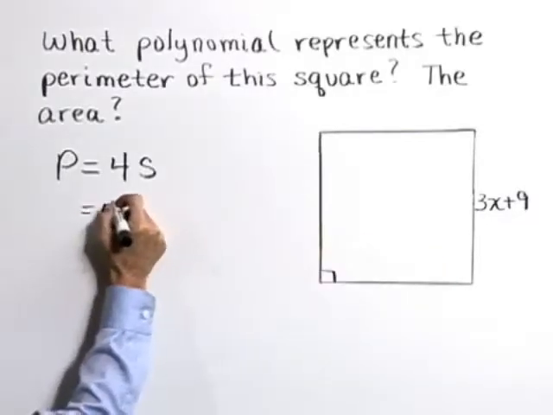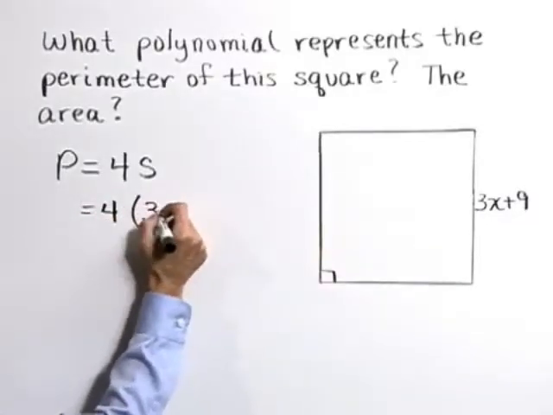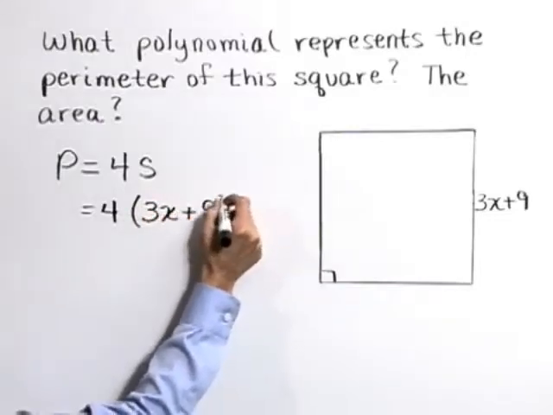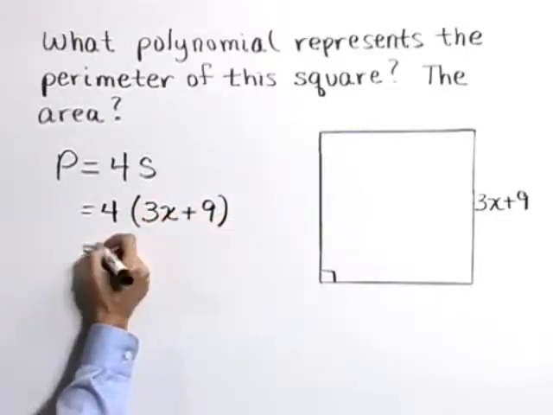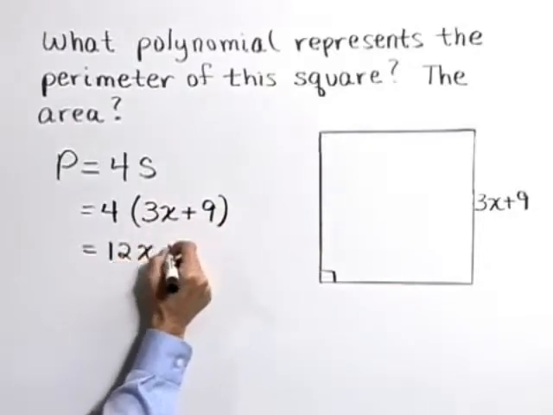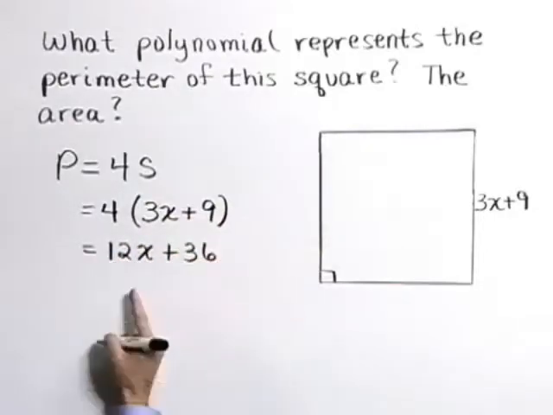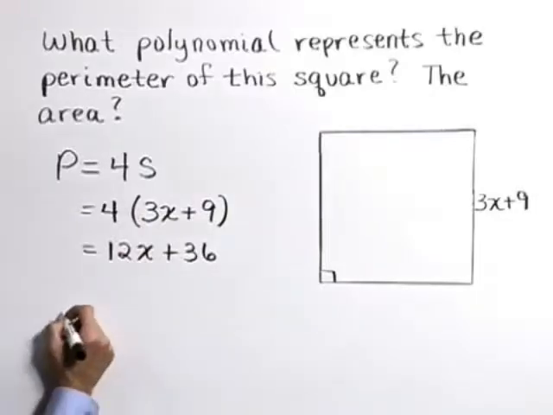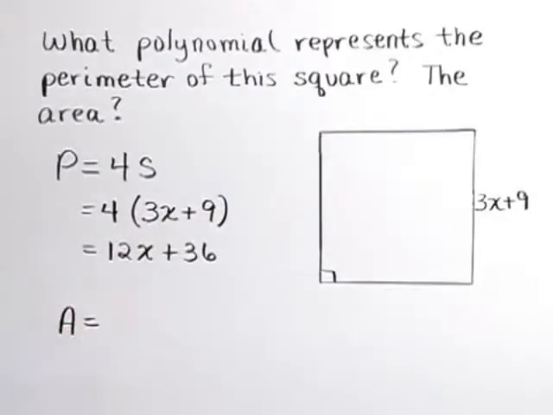So that is 4 times the binomial 3x plus 9. And multiplying, we get 12x plus 36 for the simplified form of the perimeter. Now to determine the area for this square.